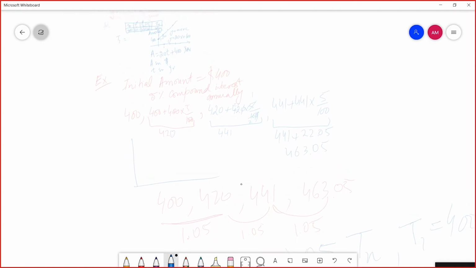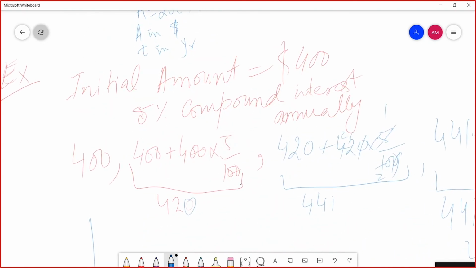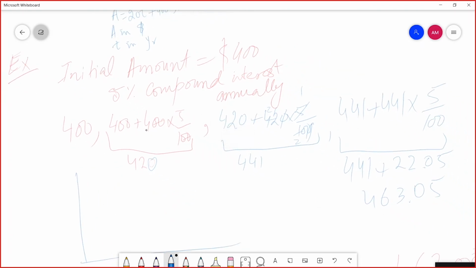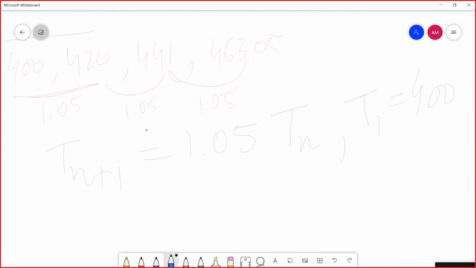Because we said initial amount... We had this at 5%. You see here? Yep. So it means it becomes 1.05 every time. So therefore it becomes this. Does it make sense to you or no?